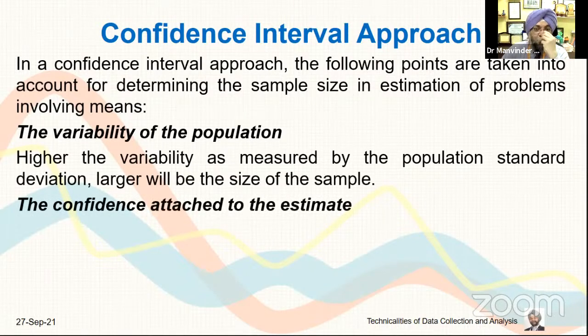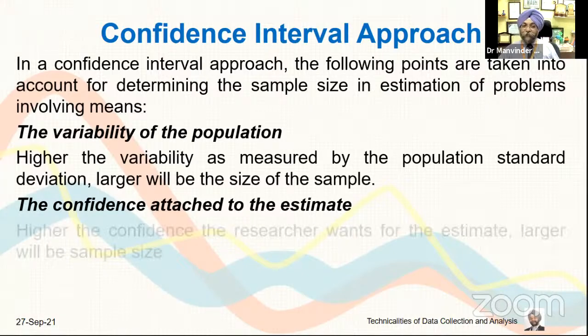Second is the confidence attached to the estimate. It is a matter of judgment how much confidence you want to attach to your estimate. We assume it to be a normal distribution. So the higher the confidence the researcher wants, the larger will be the sample size. Very, very simple.